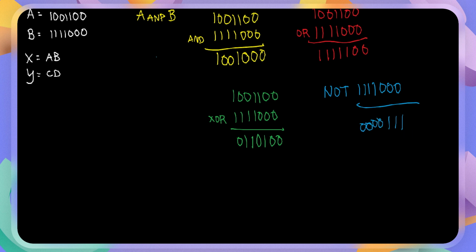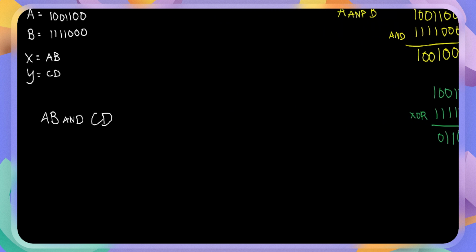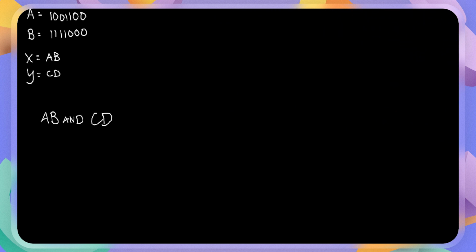Okay? And now, what if we had a problem that said AB and CD? What do we do here? Well, you can't exactly do these directly. So an easier method would be to just convert them into binary first. So let's do that. Let's do AB first.